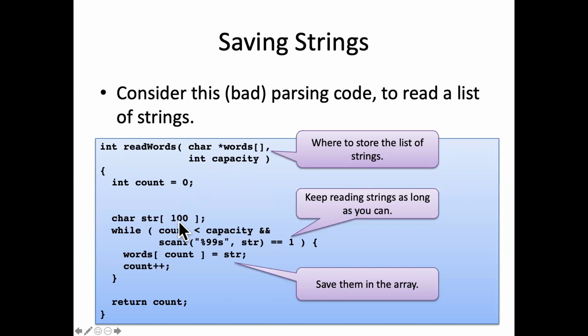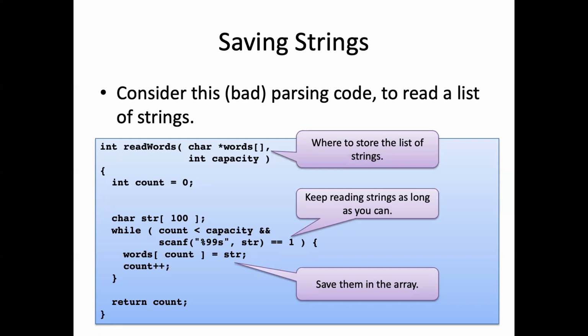I have space for up to a 99 character word. So think of this str as scratch space. Whenever I read a word, I try to put it in this str variable. And then, as long as I haven't run out of capacity, I haven't used all the slots in your array, and if I go try to read a word of up to 99 characters and store it here, as long as scanf is saying you successfully read one word, I'm going to store that word in my array. I'm going to count it. And then once I'm done, I'm eventually going to return this count. So at least that's the plan for what this program is supposed to do.